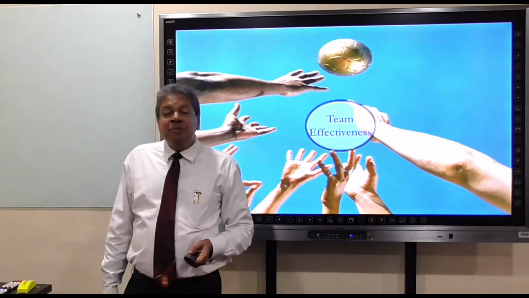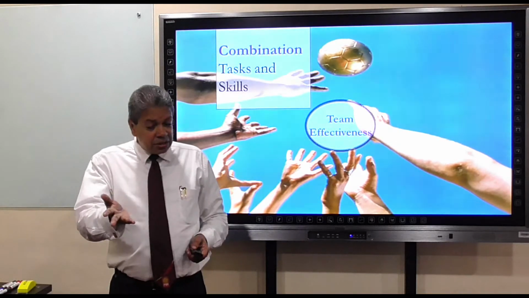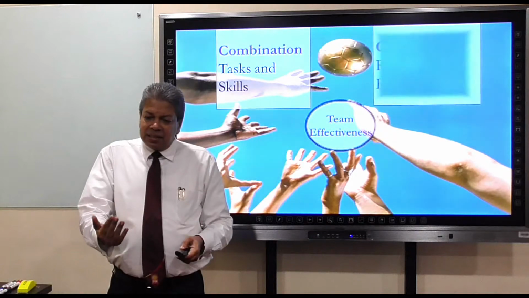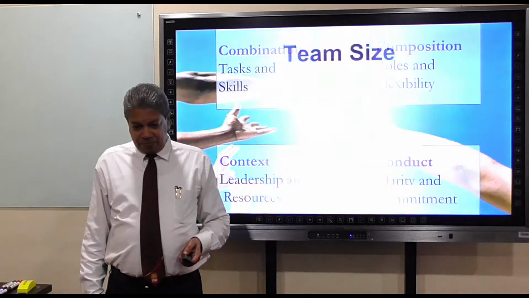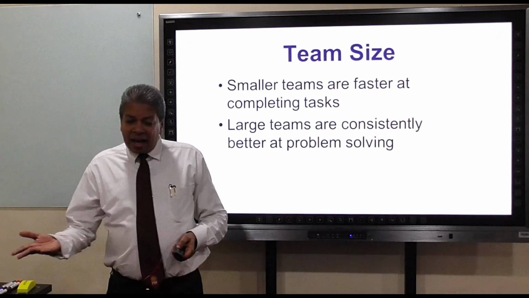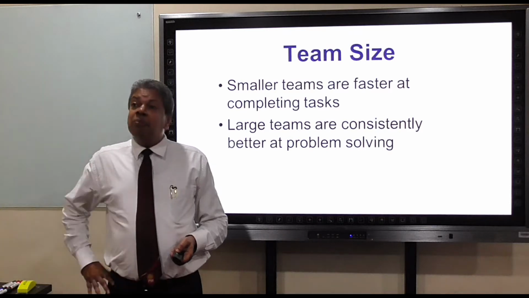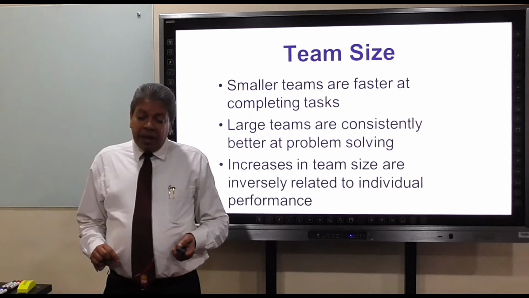And then we looked at team effectiveness, and we identified 4 contributing factors: combination, how the task should match skills, composition, context, and conduct. And look at team size. Smaller teams are fast at completing tasks, and larger teams are consistently better at problem solving. So increase in team size is inversely related to individual performance.